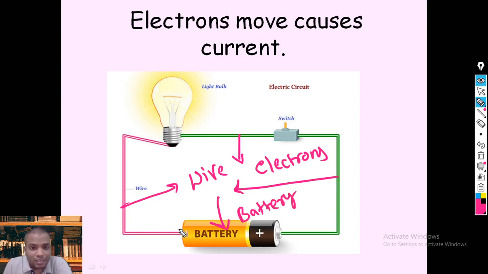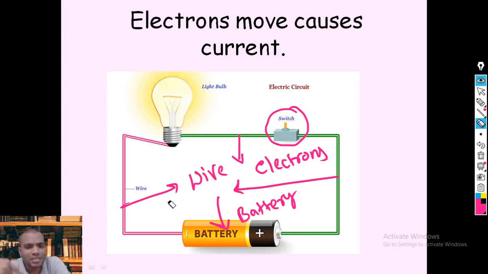Now the battery is connected to wires, and that wire is connected to an electric bulb through a switch. When we turn on the switch, it means the circuit gets closed. That is the use of a switch. When you turn on the switch, the circuit gets closed, and the electrons which are present in the wires will move from the negative side of the battery to the positive side of the battery.